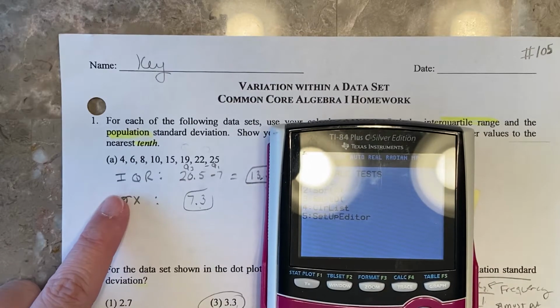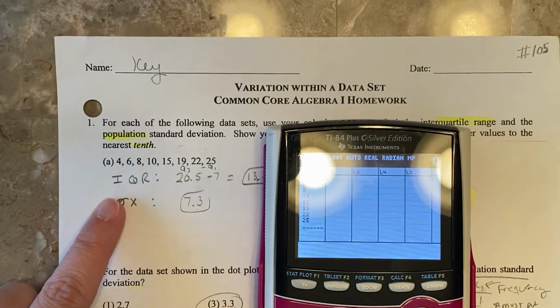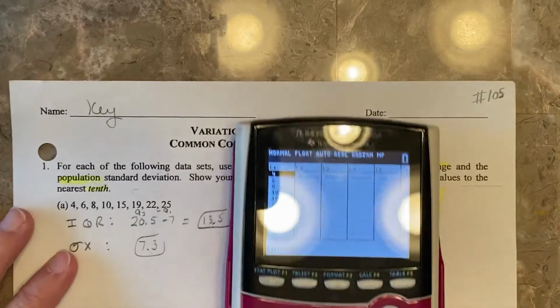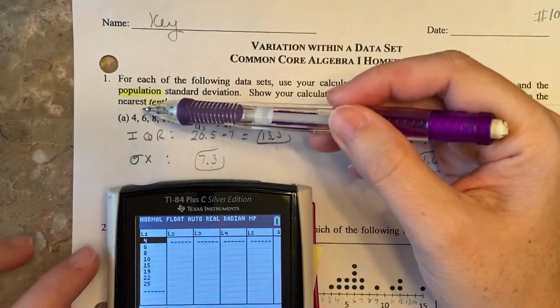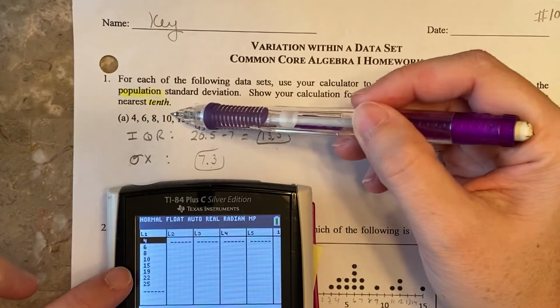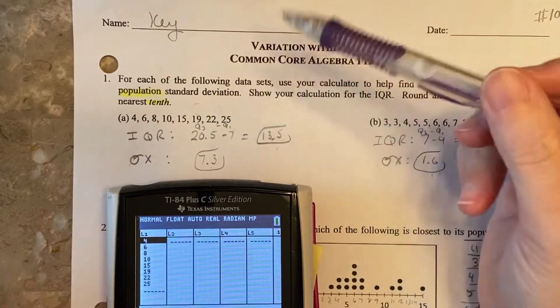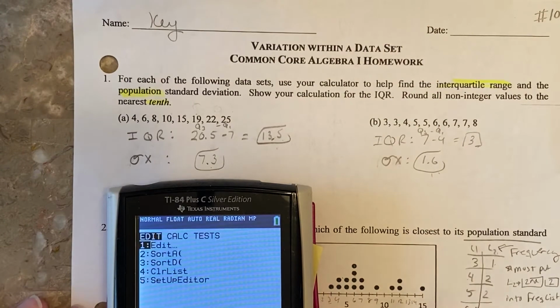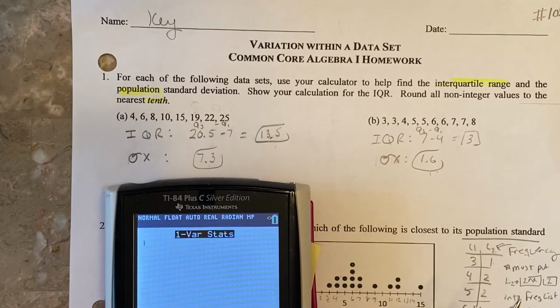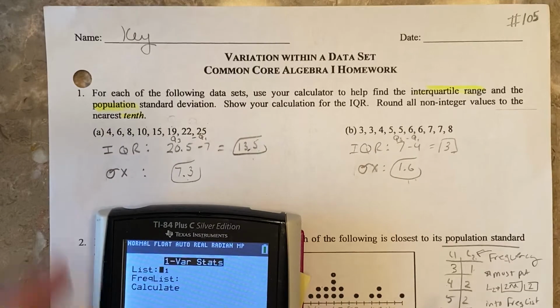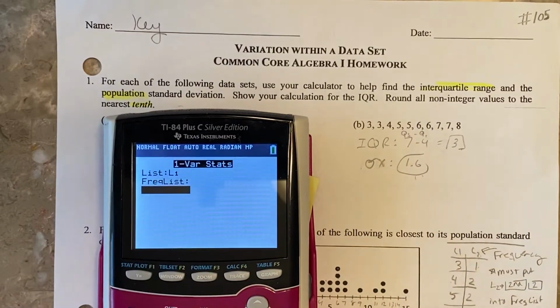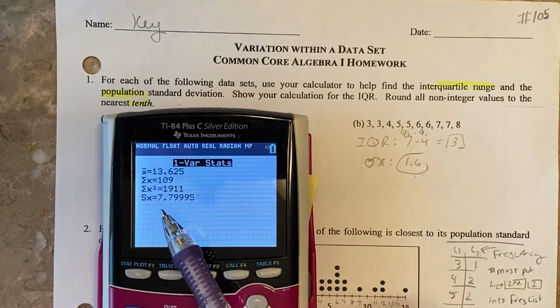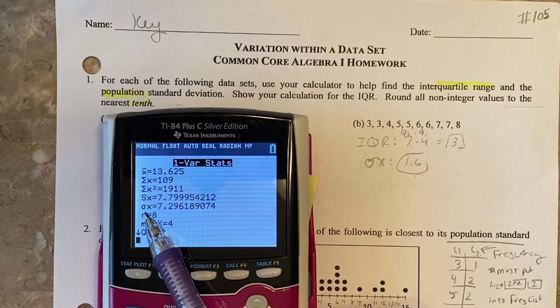So you want to press stat and then number 1, and that's going to get you to this list. Let me show you right there. I put all these numbers in already: 4, 6, 8, 10, 15, 19, 22, 25. Stat, calc, 1. It does say population, so make sure the frequency list is clear. Population is this one right here, that lowercase sigma. Again, it looks kind of like the P for population.